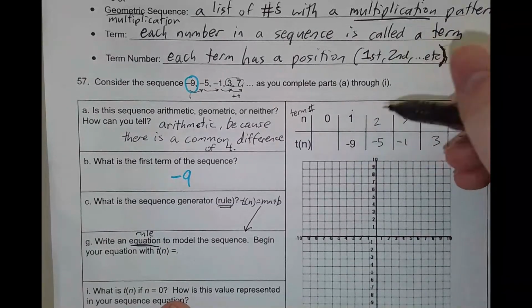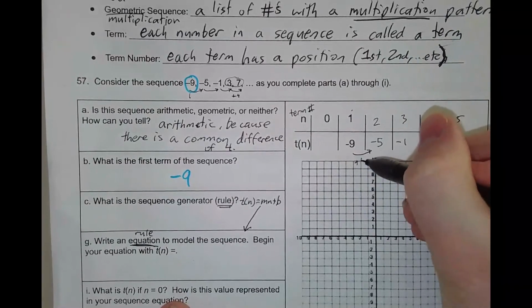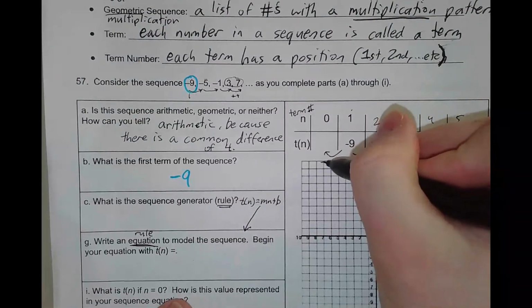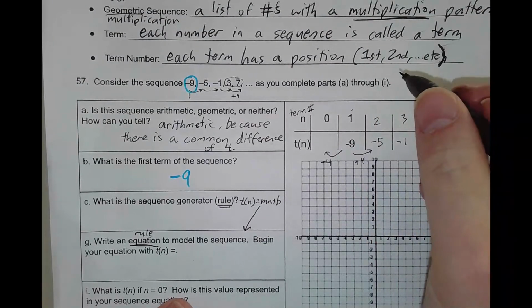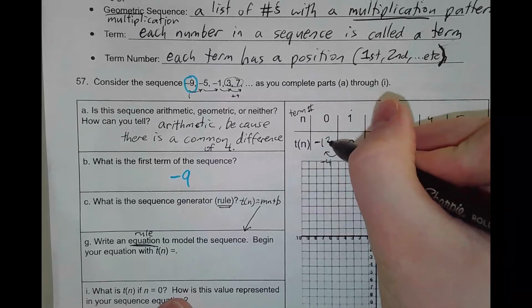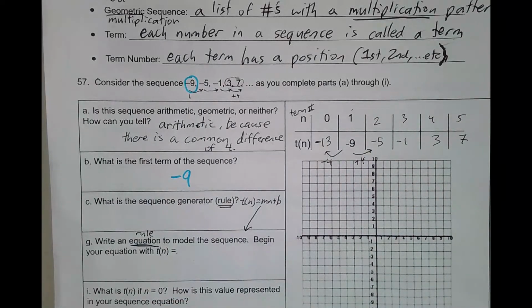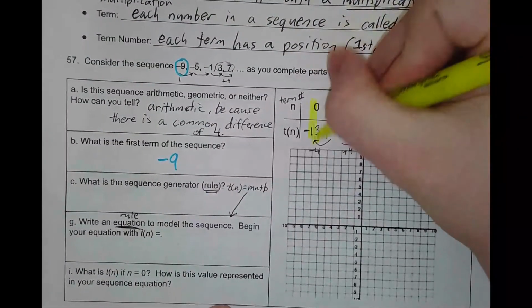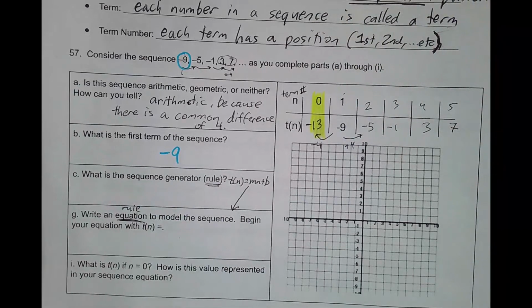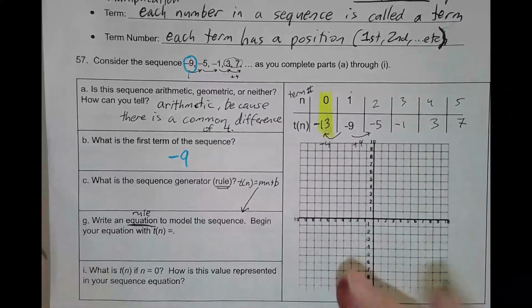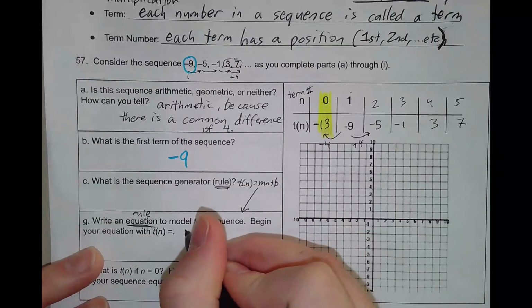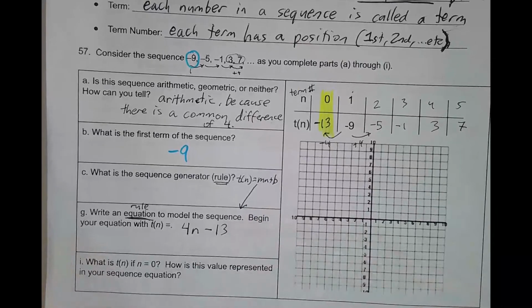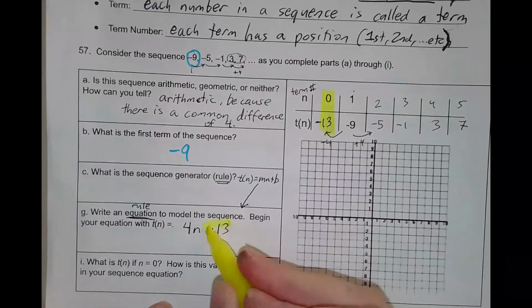Now, if we're adding 4 each time, what would be the zeroth term? What is -9 minus 4? -13. So what that tells us is this right here is our, what's it called? Yeah, our zeroth term, our starting value. So the slope for this one was going to be 4, and the starting value was -13. So 4n minus 13.